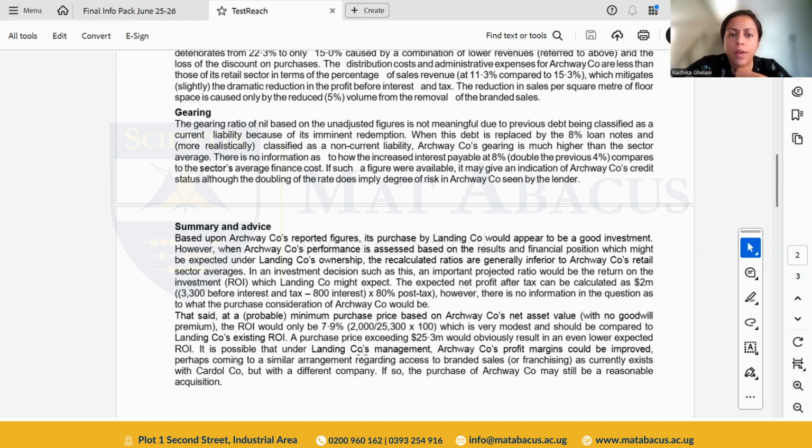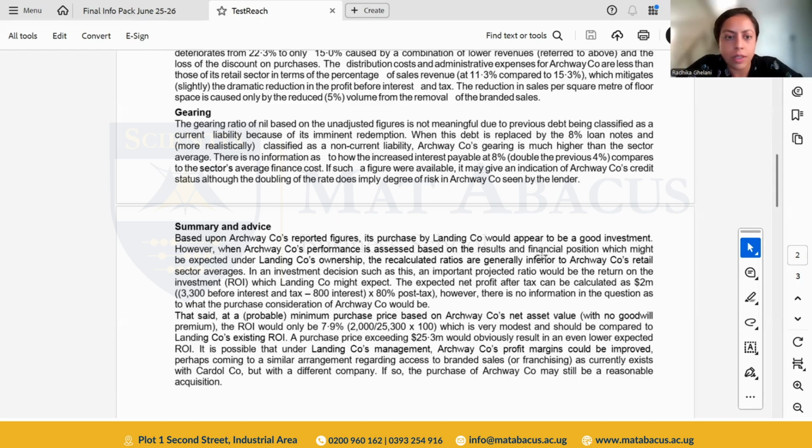So what you can advise is that when you're making such investment decisions, one of the important ratios is what we call return on investment, ROI, which is not something they've calculated. You can advise that they should calculate the ROI of the investment and compare it with a targeted ROI that Landing Company may expect. That would make more sense in deciding whether this company should be acquired or not. And it would also give you an indication of how much to pay for the company.